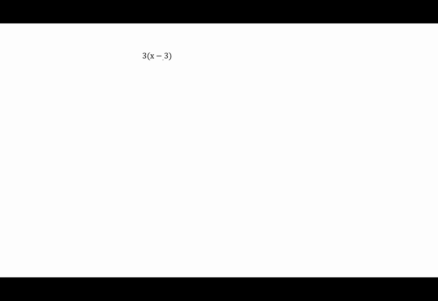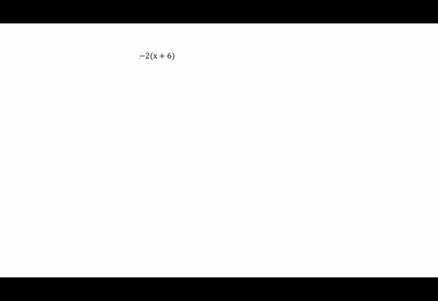So the first one I have is 3 times parentheses x minus 3. So I want to multiply 3 times x. So I have 3x. And then I multiply 3 times negative 3, which is negative 9. Now, it's a really big deal to pay attention to signs as you're doing distribution because the negatives can be really sneaky and you want to make sure you pay attention to them. So here's our first example.